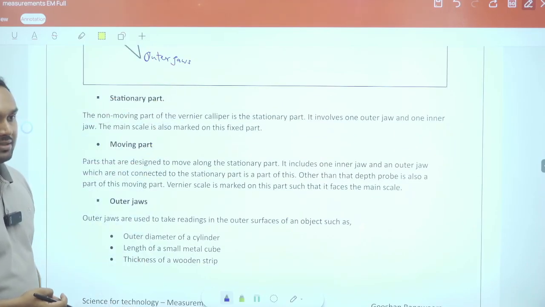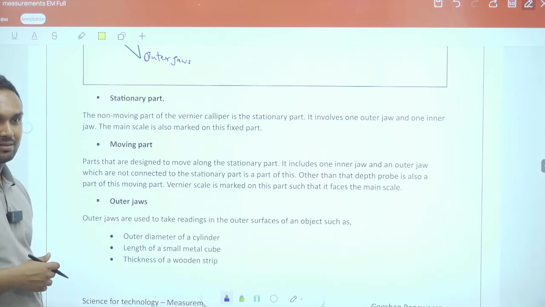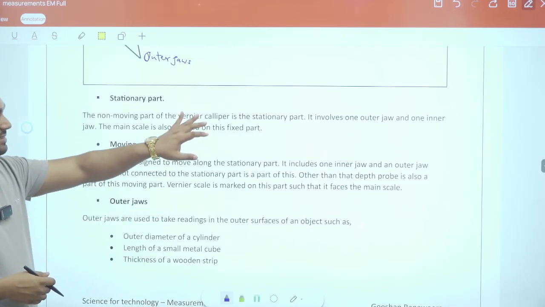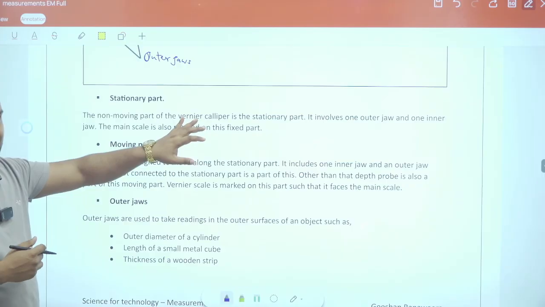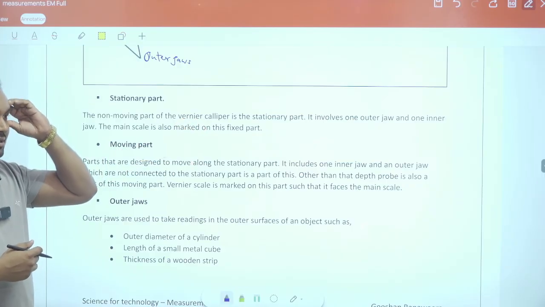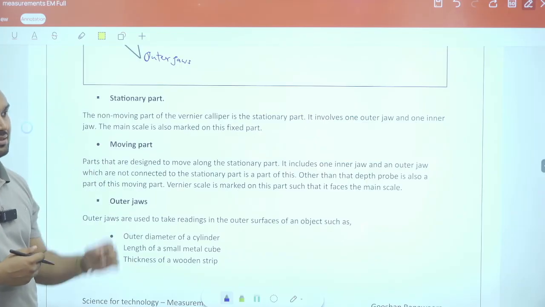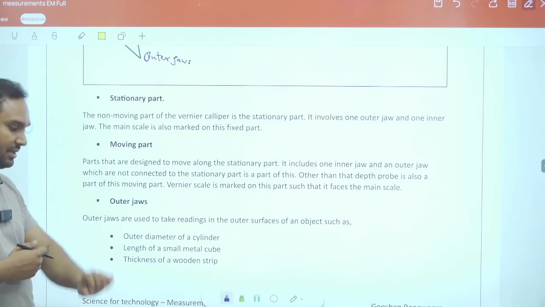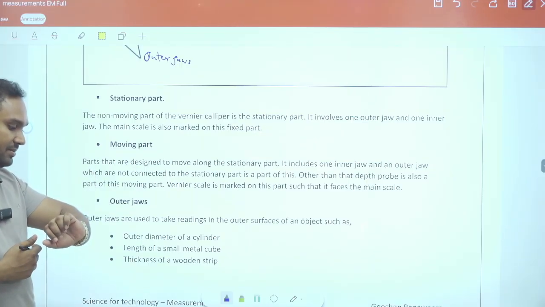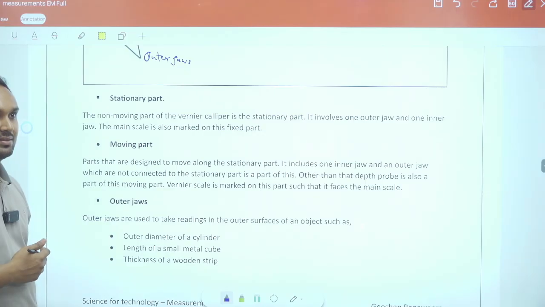Right, now come to the stationary part. So no touching in the class. Take your hands off. Stationary part, you can't move it. Come fast. Guys, be on time. It's 11:30 now.